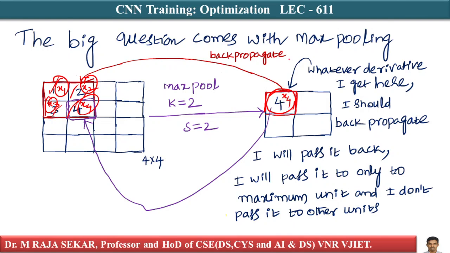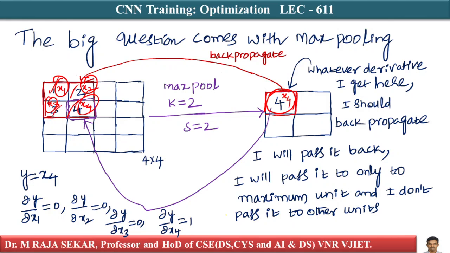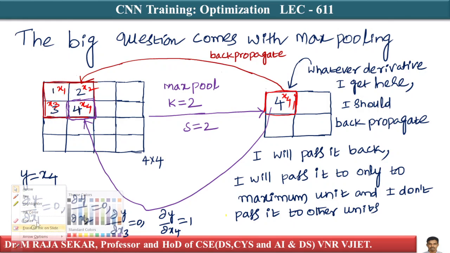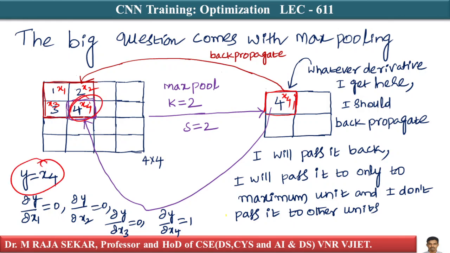You have to calculate the derivative of output with respect to input. Your output here is y. What is your output? x4, because x4 has the highest value. As per max pooling, y equals x4, as x4 is the highest value. Now I am calculating the partial derivative of y with respect to x1, x2, x3, x4. But you get only dou y by dou x4 equal to 1. I am keeping these values 1, 2, 3, 4 for understanding's sake only.